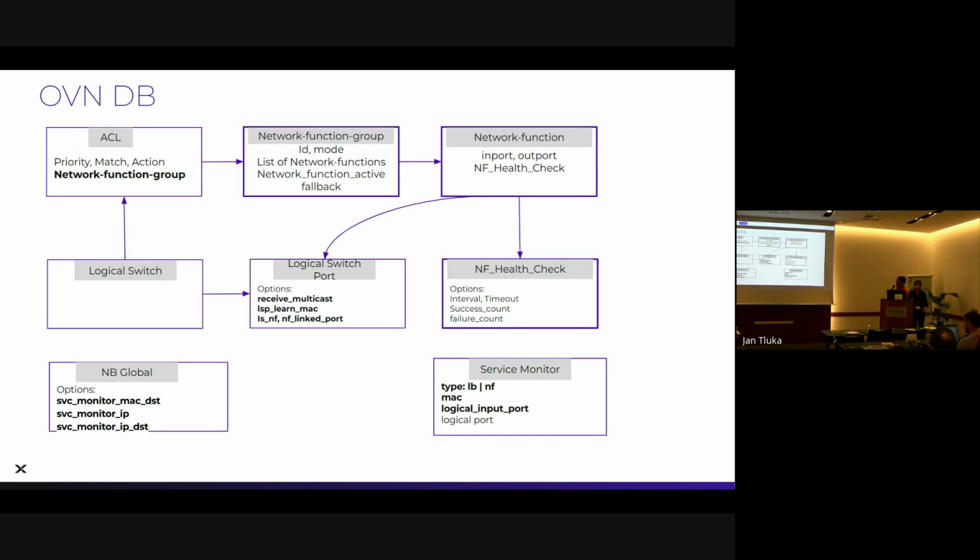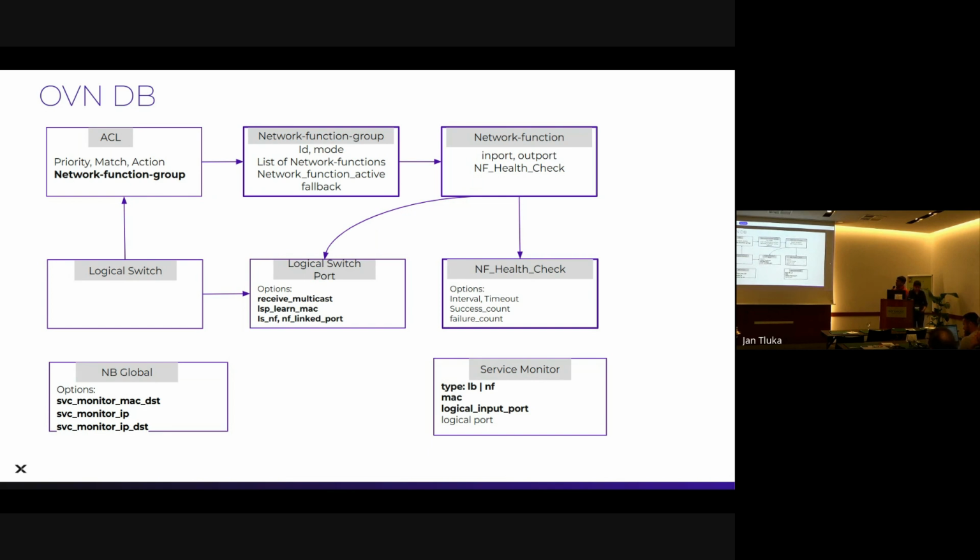So network function health check is a new table that we have added. It is similar to load balancer health check, right? We have extended the load balancer health check service monitor infra to support health checks for network function as well. So it has interval, timeout, success count, failure count.